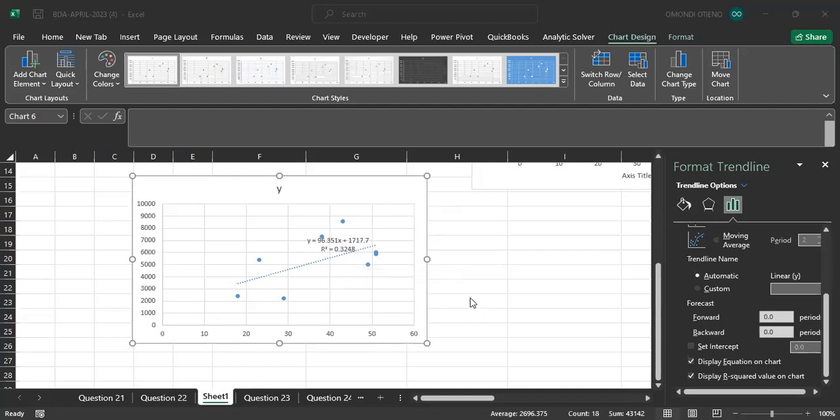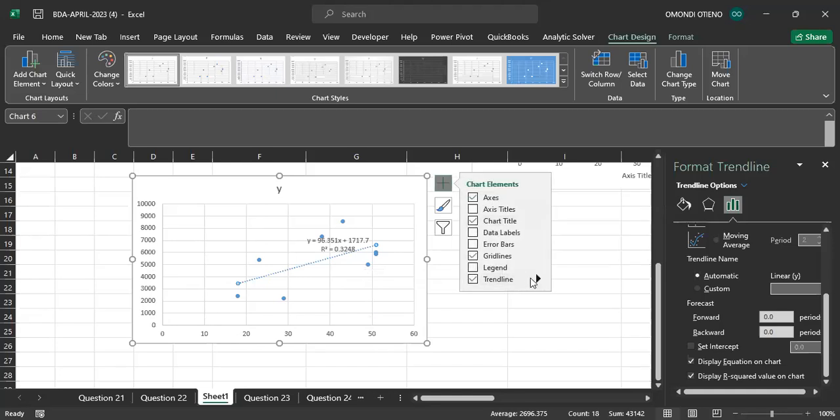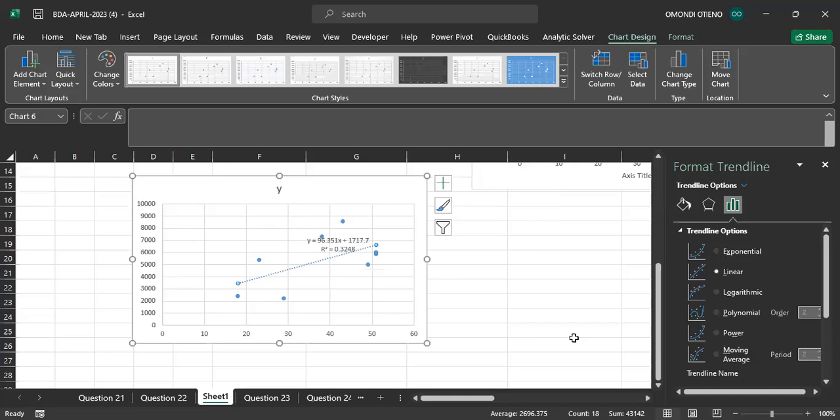Why are you not seeing the linear options? We have linear here. We have linear here, trend line, more options. By default, you see it has picked linear. If I want exponential, this is what I have. If I want logarithm, this is how it is going to appear. So we are using linear. By default, it is picking linear.